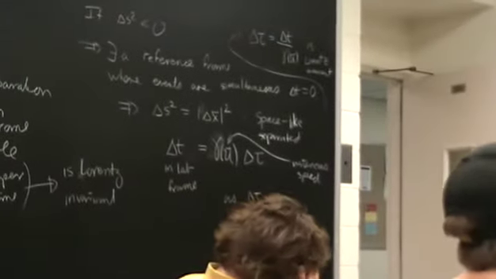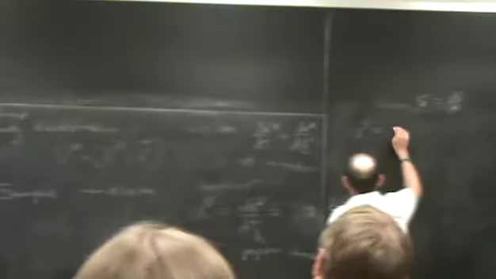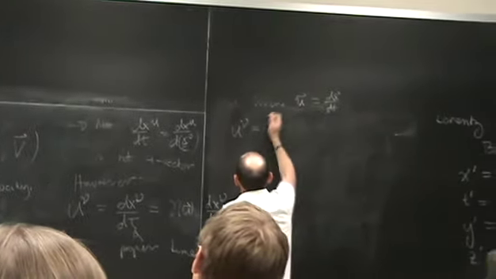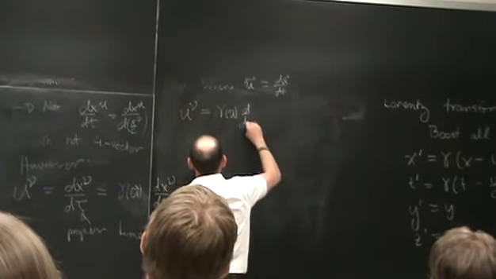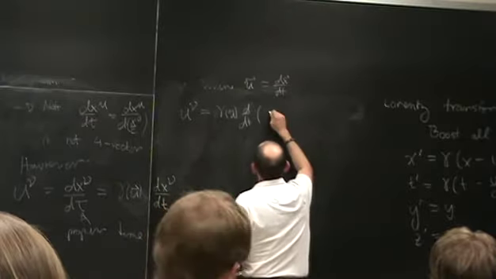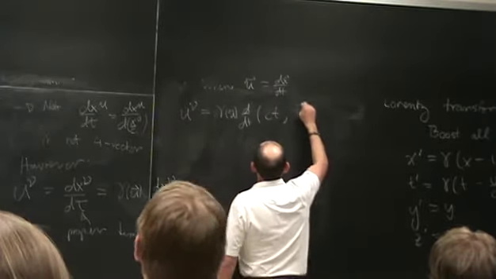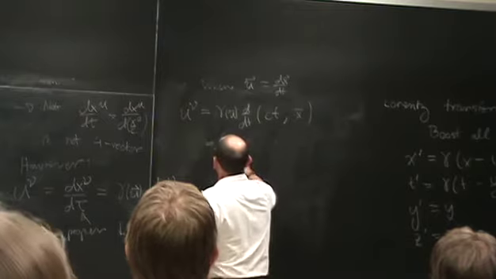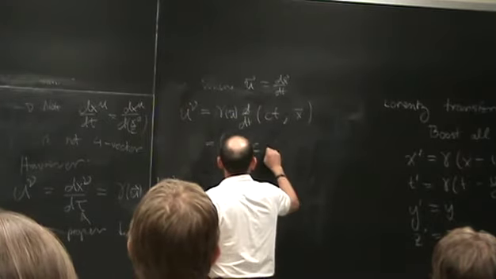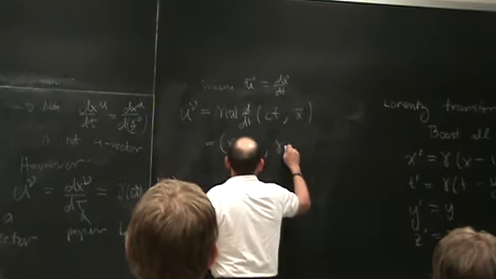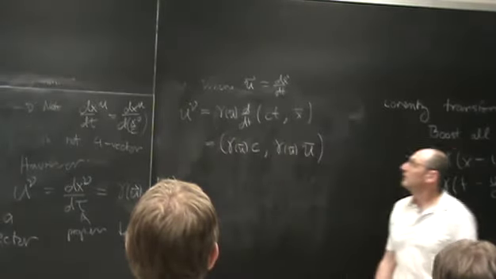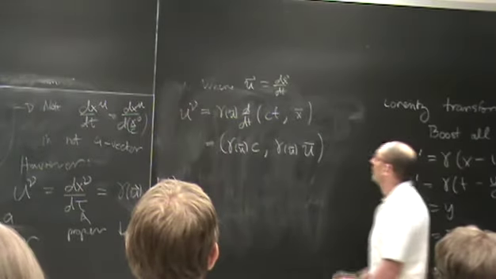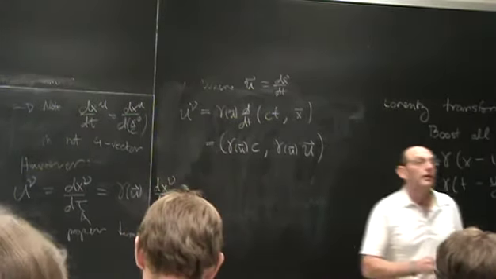That's what we just wrote over here. Okay, so that tells me that the four velocity is equal to gamma d by dt of (ct, x), or gamma (c, u). All right?